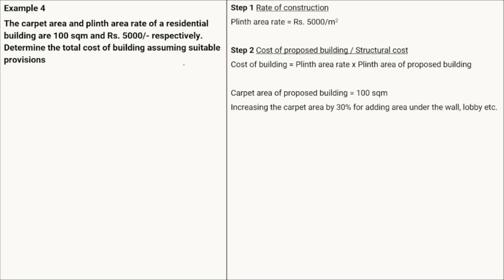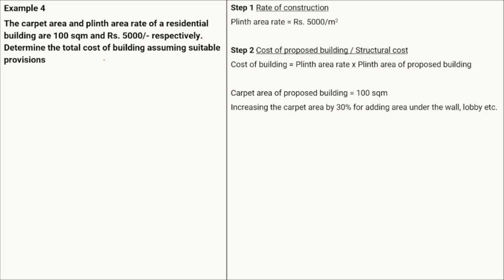Just remember to write down that we are increasing the carpet area by a particular percentage for the area under walls or lobby. If it is not given numerically, we can assume around 20 to 40%. It can be 35%, 20%, or 25%. Whatever percentage you assume should be written down while solving, so that the examiner knows what you are doing here: increasing the carpet area by a certain percentage for the area under the walls and the lobby.